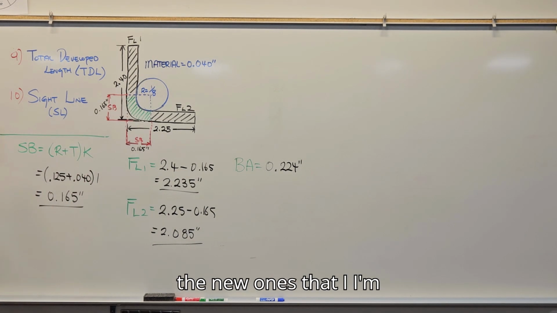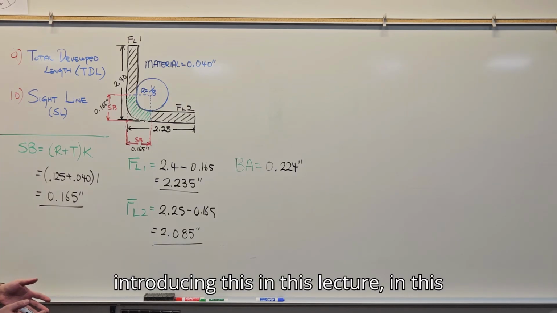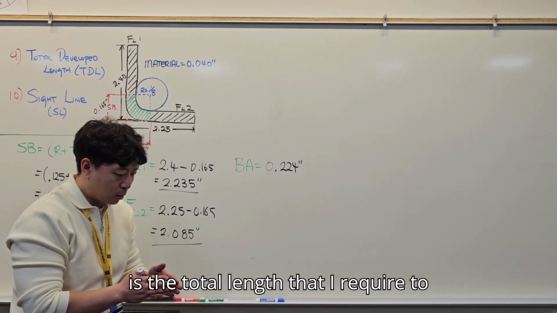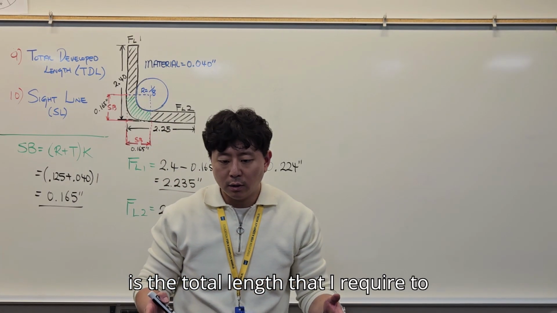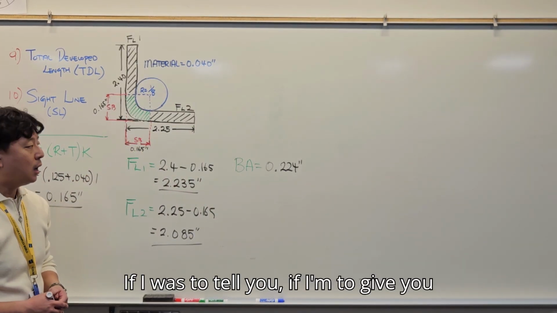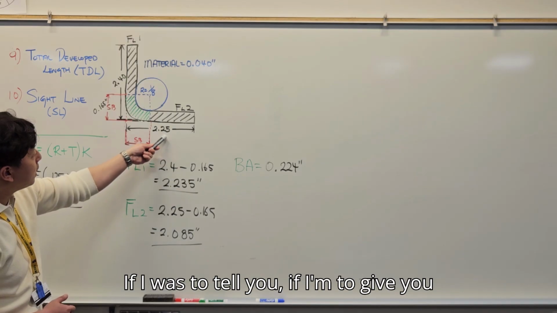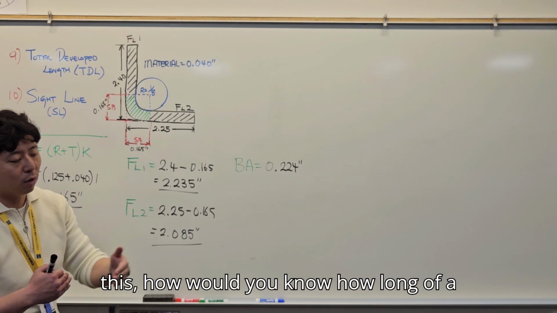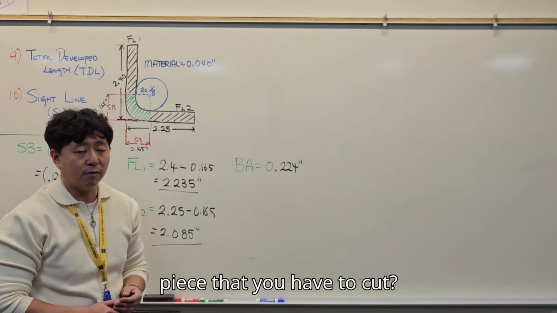The next is total developed length. Now, these two are the new ones that I'm introducing in this lecture, in this video. The total developed length is the total length that I require to do this fabrication. If I was to give you this schematic and say, go build this, how would you know how long of a piece you have to cut?